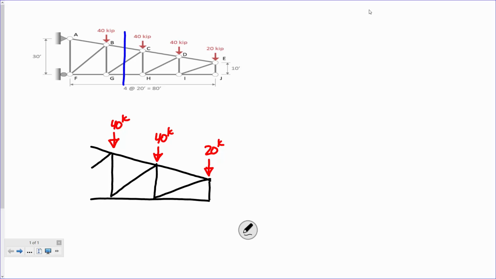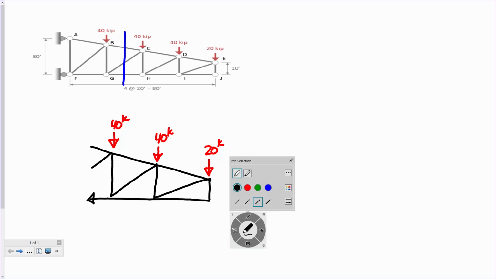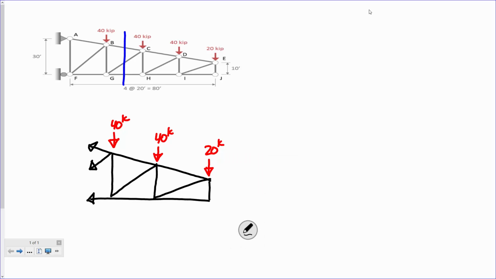Everybody good with that? Now, the first thing that I'm going to do is make a blanket assumption. This is a strategy for the test. I'm going to assume that every one of these forces are in tension. Okay? Now, there's a reason why I'm assuming that. First off, I know that that's not going to be the final answer.